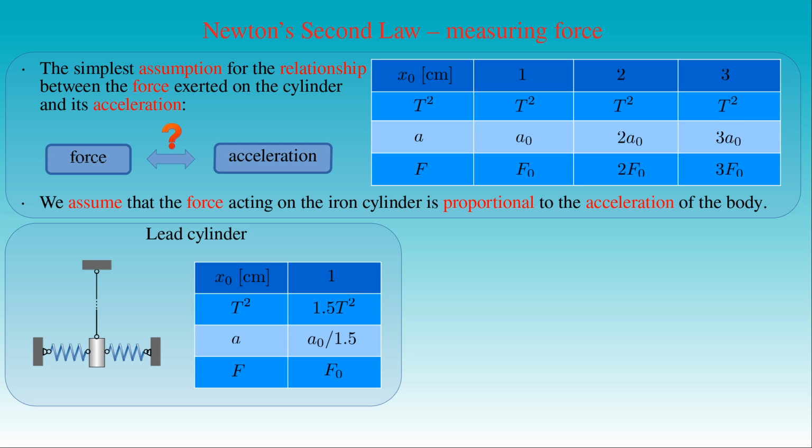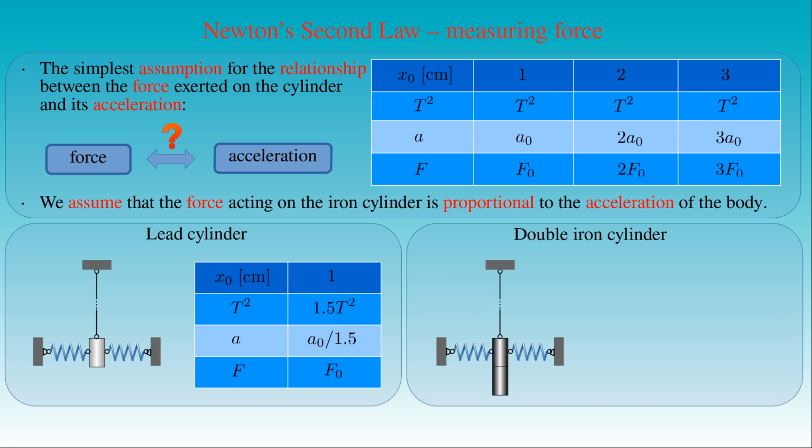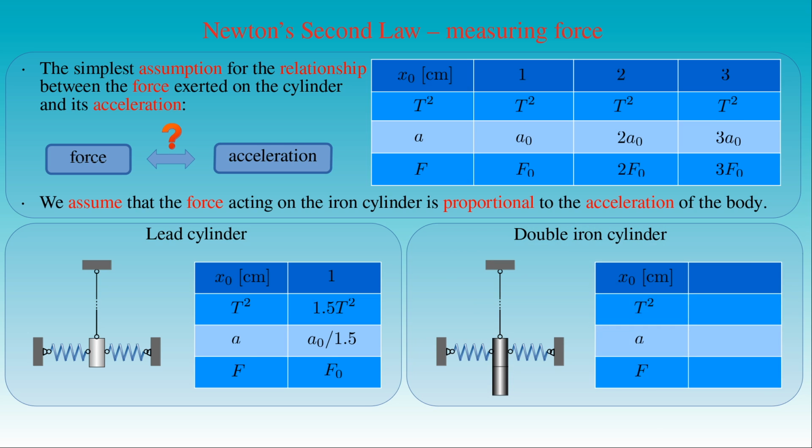We use the iron cylinder again, but we attach another iron cylinder with the same size to it, and perform the same experiment with the maximum amplitude of 1 cm. Then the force acting on the cylinders is still equal to F0, but the square of the period T is 2 times greater than the one measured for one cylinder. As a result, the acceleration of the double iron cylinder is half of the acceleration measured for the single one. We have seen that the same amount of force acts on the bodies in these experiments, since the elastic forces in the stretched and the compressed springs at the same maximum amplitude are the same.